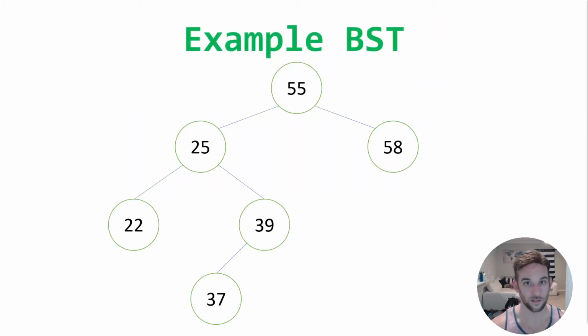All right, so here is an example of a BST. So we have the laser pointer. We have root node 55. Okay, so all nodes to its left are less than 55. So 25, 22, 39, 37. These are all less than 55. And we only have one to the right, 58, and it's greater than it.